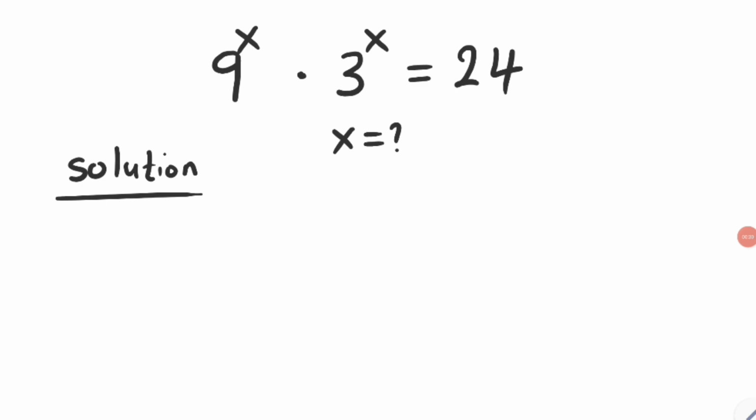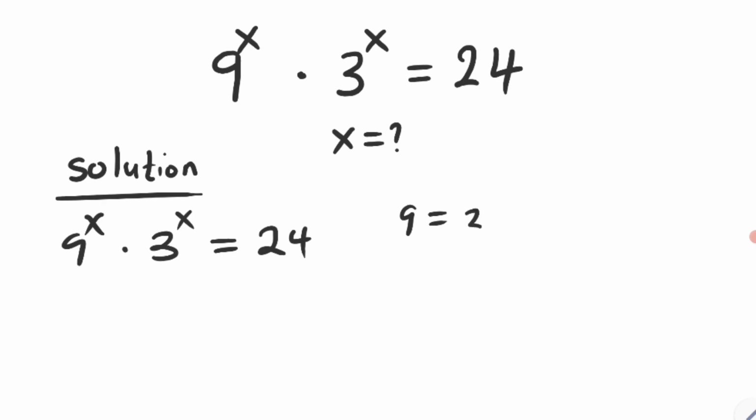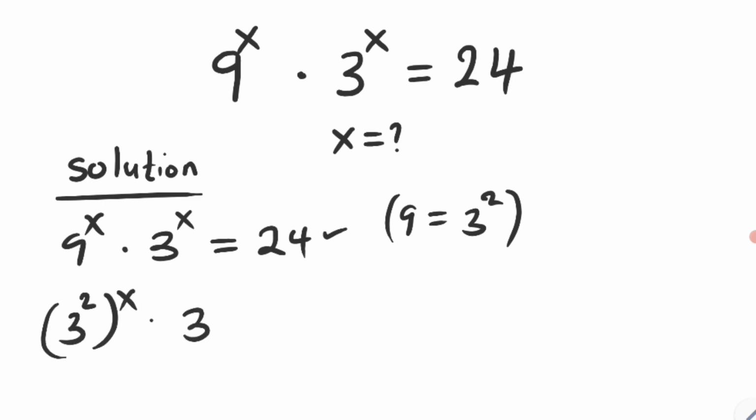Then we have the given equation: 9 raised to power s multiplied by 3 raised to power s is equal to 24. Take note of this, that 9 can be written as 3 squared. Then this is 3 squared to the power of s multiplied by 3 raised to power s is equal to 24.